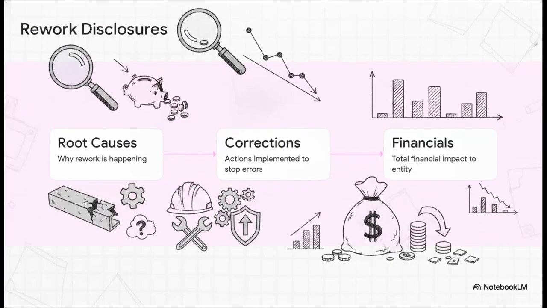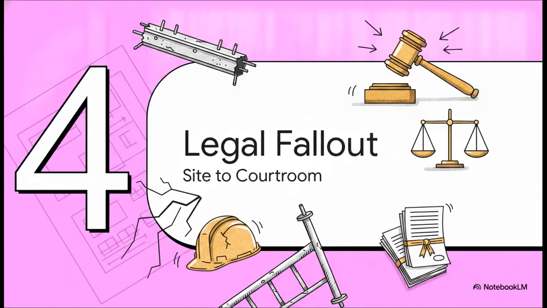And as you'd expect, investors want to know exactly why this is happening. The standard dictates that companies shouldn't just report the raw cost of rework, they're strongly encouraged to provide context. They need to explain the root causes of the rework, the corrective actions they've implemented to stop it from happening again, and the total financial impact on the entity. This level of transparency forces a company to show investors exactly why these defect-related errors are bleeding capital and stalling their growth.